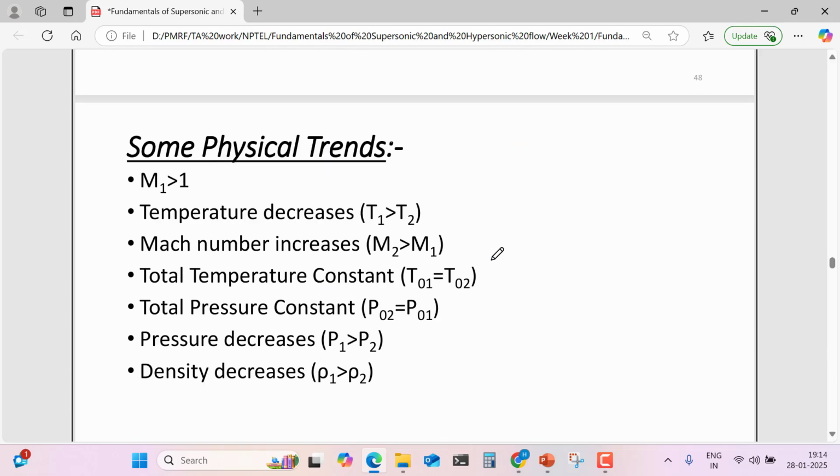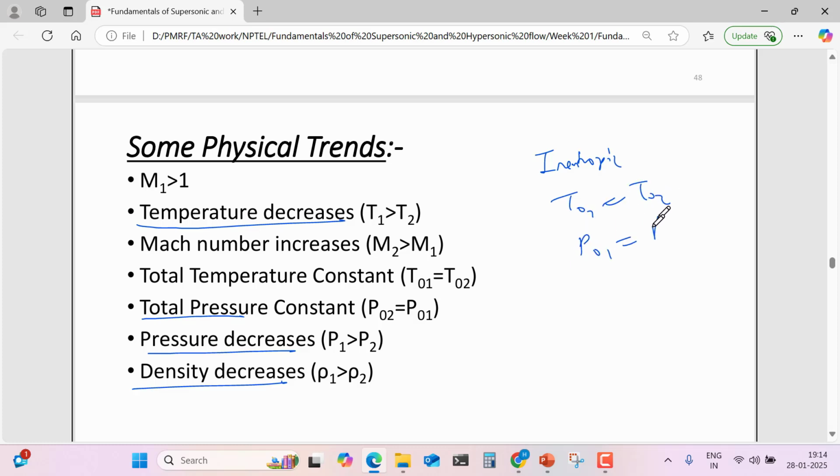Some physical trends which we can see: generally for the shock wave, we have seen that temperature, pressure and density increase, but here temperature, pressure and density decrease. Here this flow is isentropic, so T01 will remain constant, total temperature and total pressure will also remain constant, and Mach number increases here, and m1 should also be greater than 1 for the formation of a Prandtl-Meyer wave.